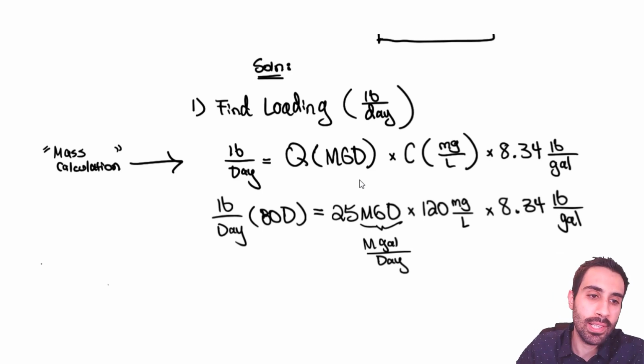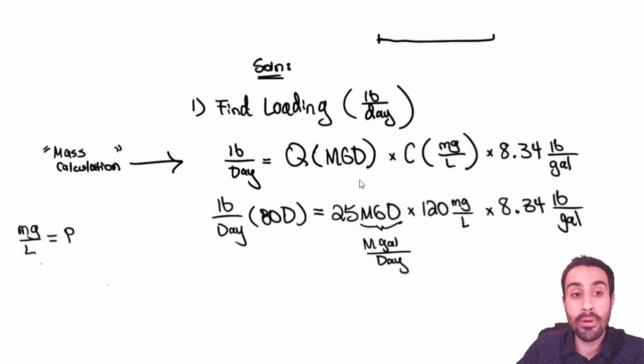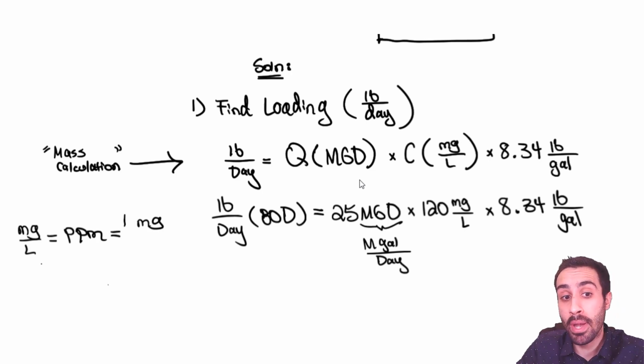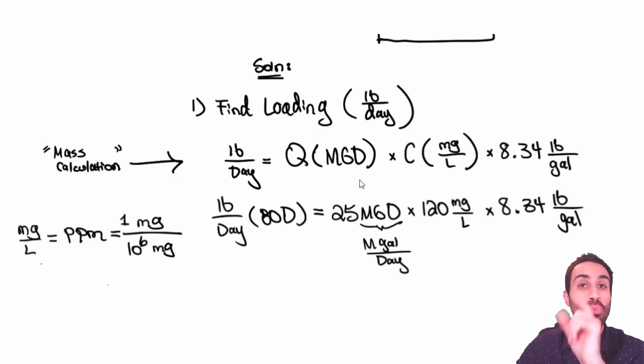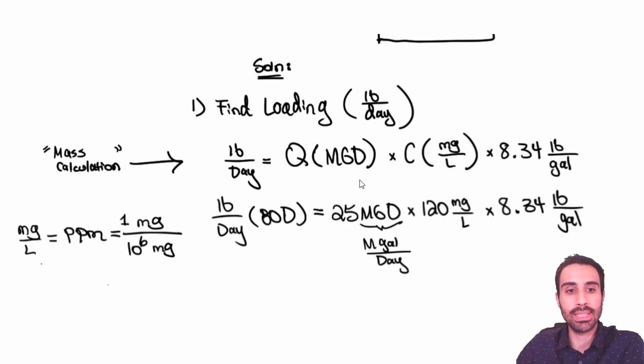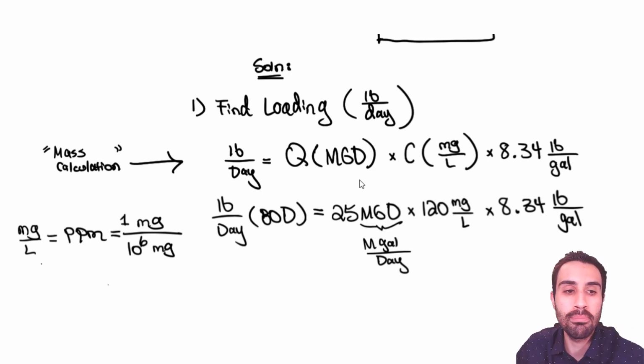Now, the milligram per liter is the trickiest part. A milligram per liter is always a part per million, which also says it's 1 milligram per 1 million milligram, or 10 to the 6 milligram, because it's a part per million. The part is 1 milligram. The million is going to be that unit, which is the milligram, 10 to the power 6, 1 million milligram.